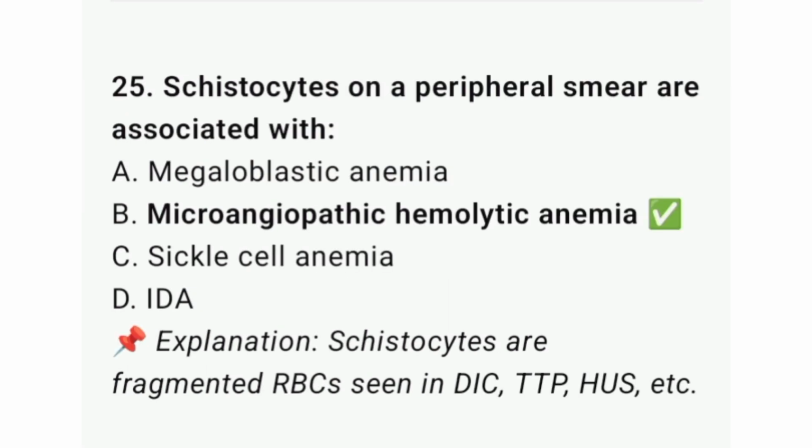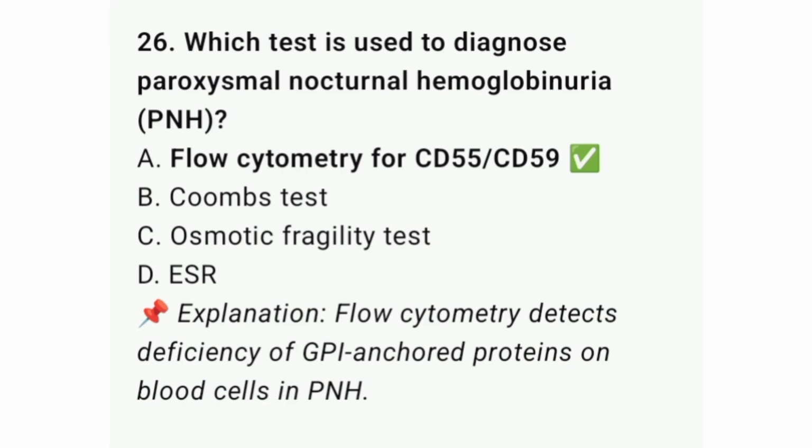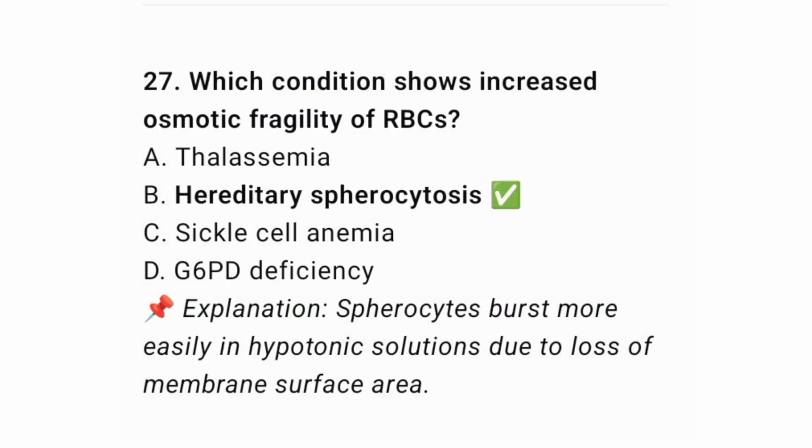Schizocytes on a peripheral smear are associated with microangiopathic hemolytic anemia. Which test is used to diagnose paroxysmal nocturnal hemoglobinuria? Flow cytometry for CD55, CD59. Okay. Which condition shows increased osmotic fragility of RBC? Hereditary spherocytosis.